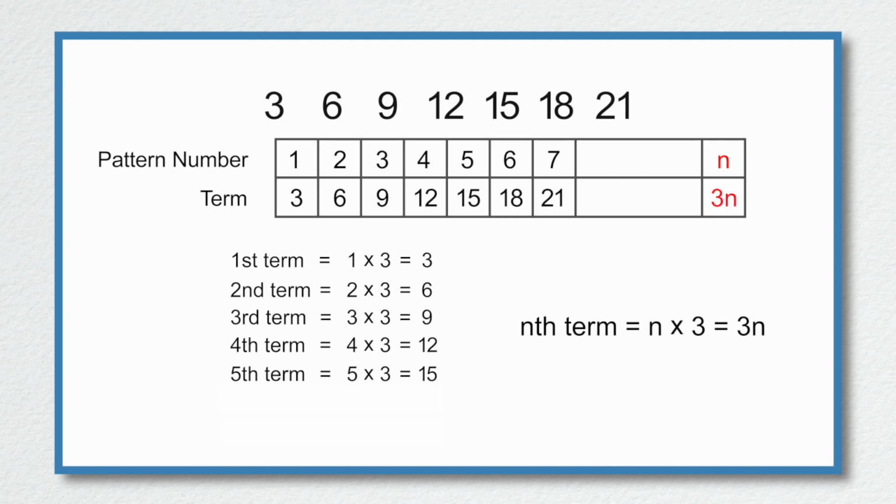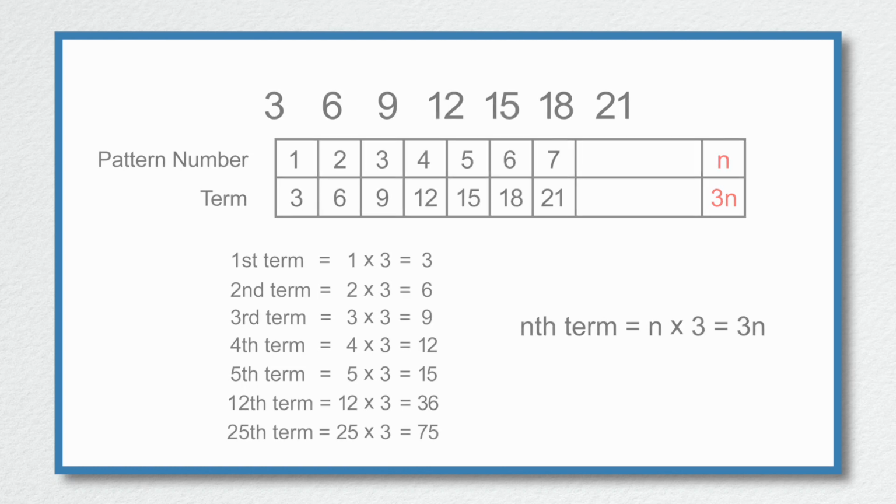And if I wanted to find the 12th term of this sequence, n would equal 12. And so the 12th term would be 12 multiplied by 3, which is equal to 36. If I wanted to find the 25th term of this sequence, n would equal 25. And so the 25th term is 25 multiplied by 3, which is equal to 75.